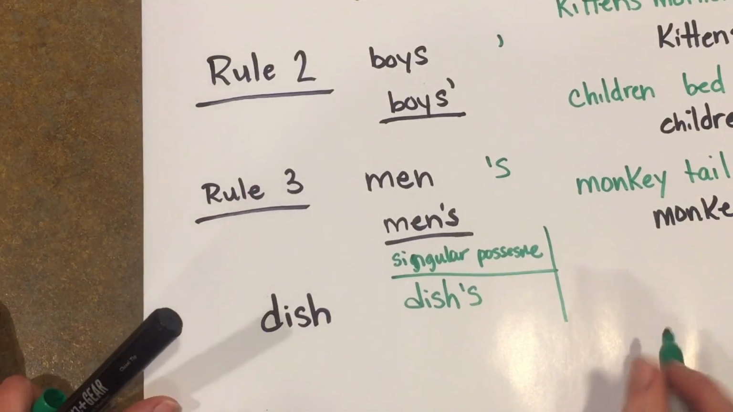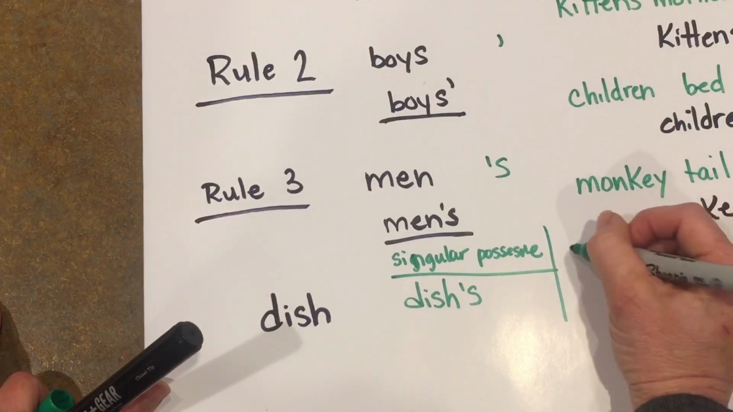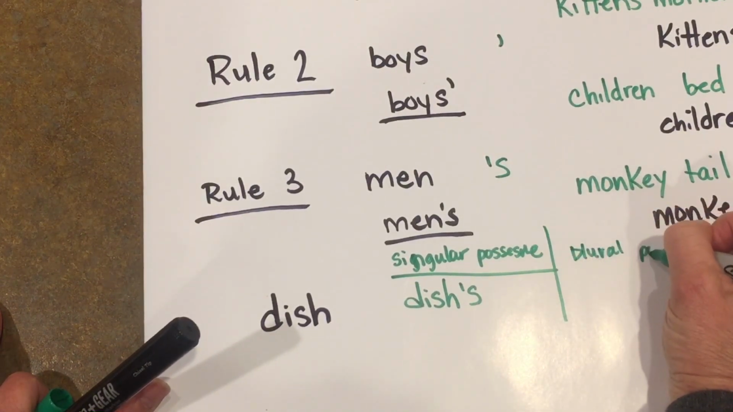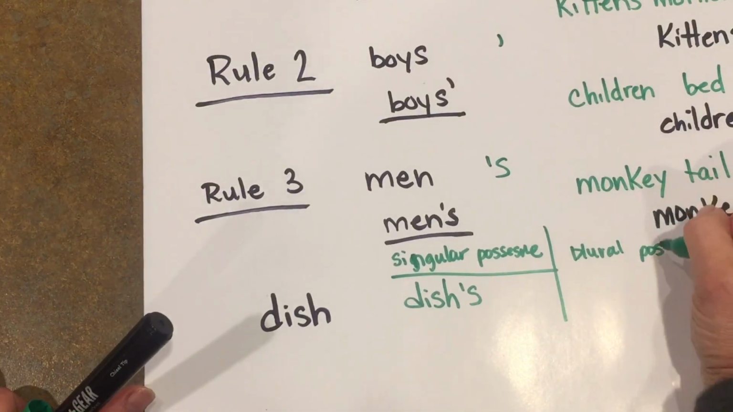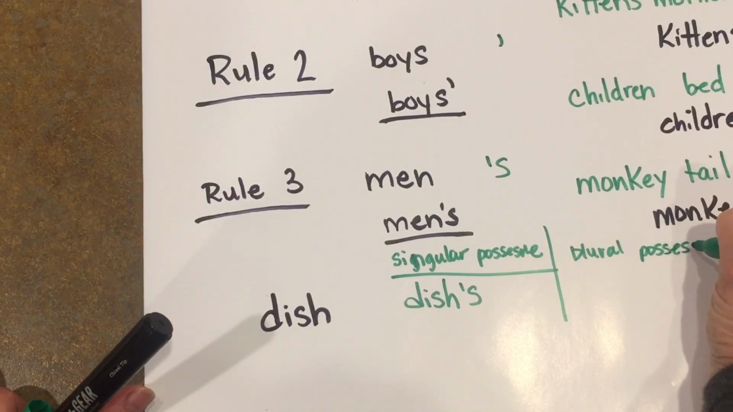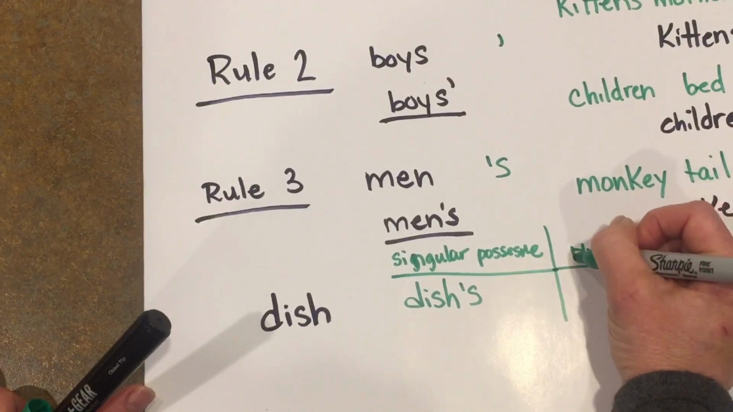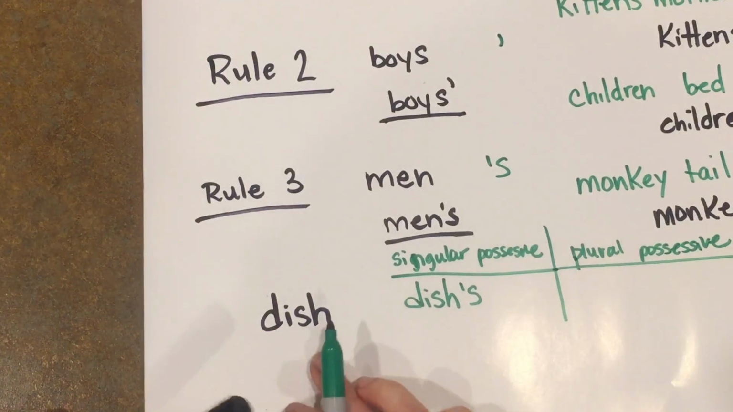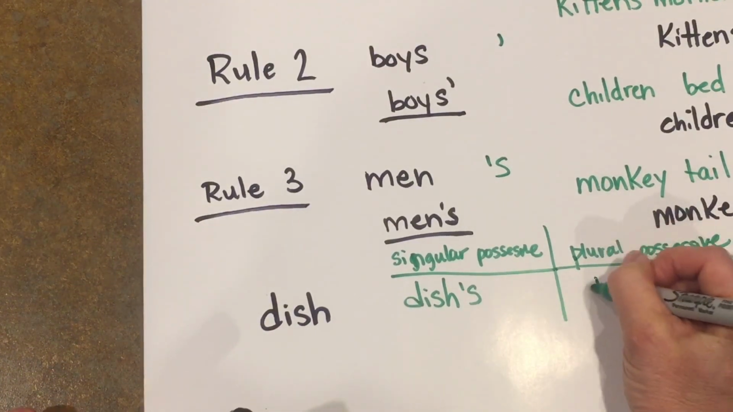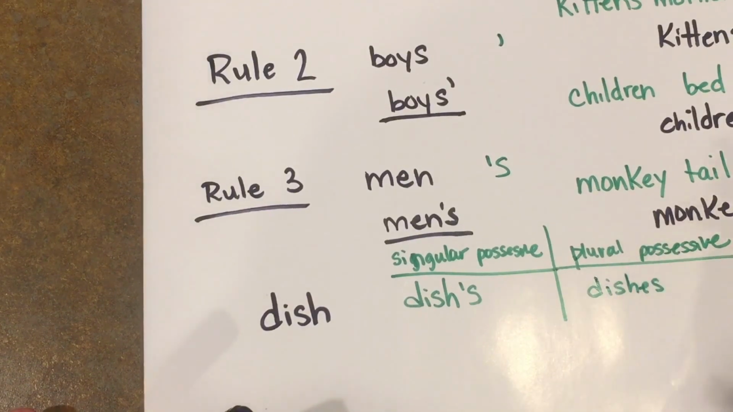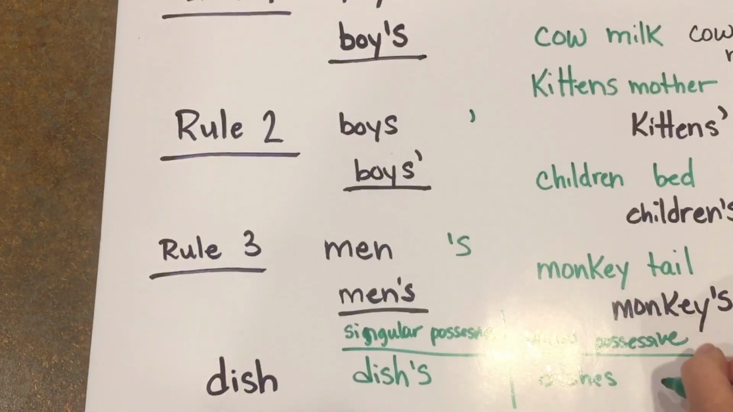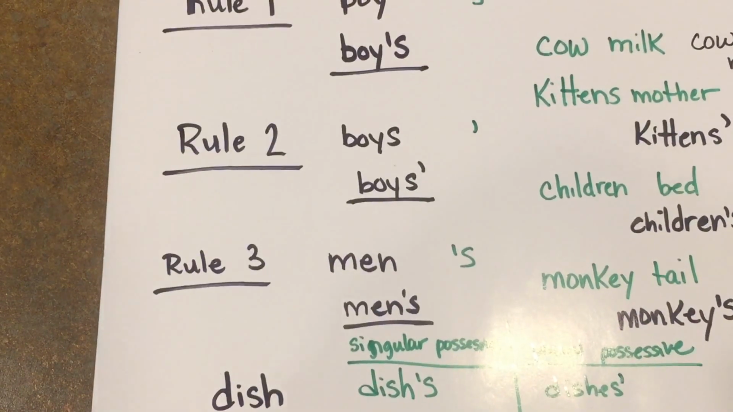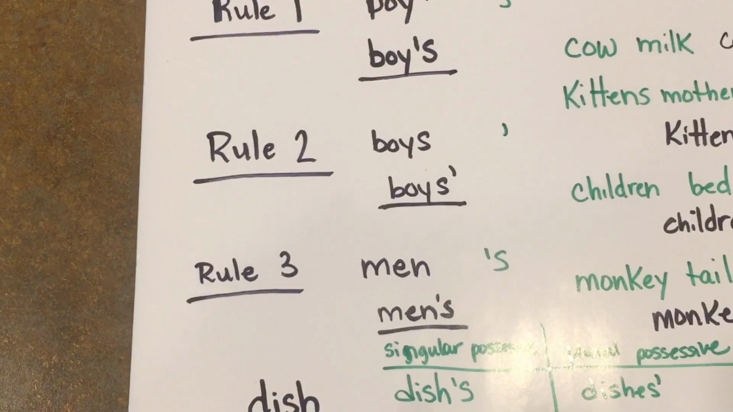Now, what if there were more than one dish? We want plural possessive. All the dishes' flowers, or all the dishes' art. Possessive. So first we need to make dish plural. How do we have more than one dish? First, dishes. Now we have to come back to our rules. It's already plural. So rule 2 tells us we just put an apostrophe afterwards. Okay, let's try another one.